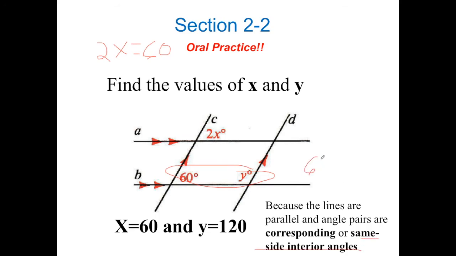And that means that 60 plus 180, sorry, y is supplementary. So they add to 180, so that means y equals 120. And x equals 30. So we would just divide both sides by 2 here and subtract 60 from both sides here, getting us from 180 down to 120.